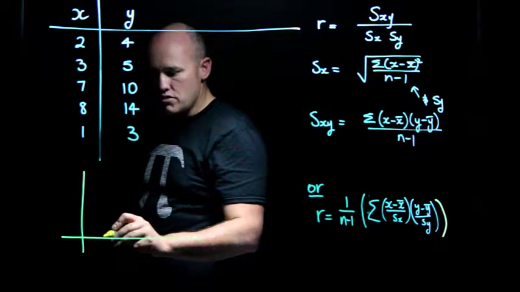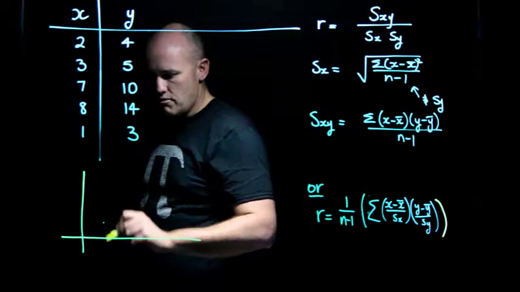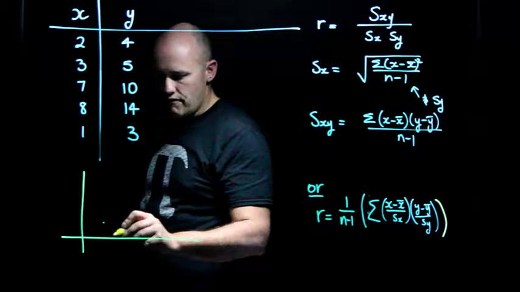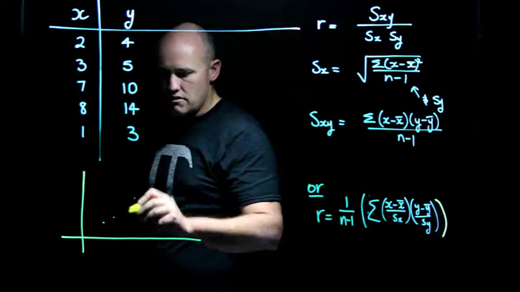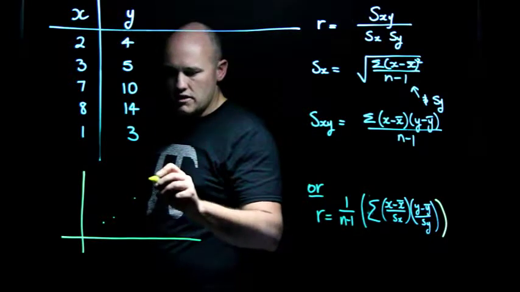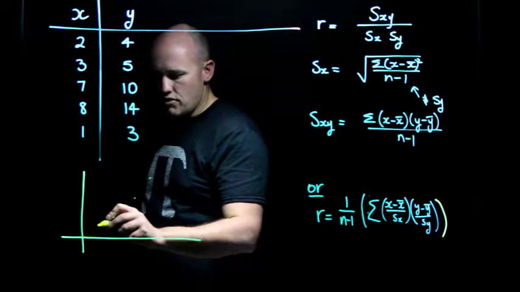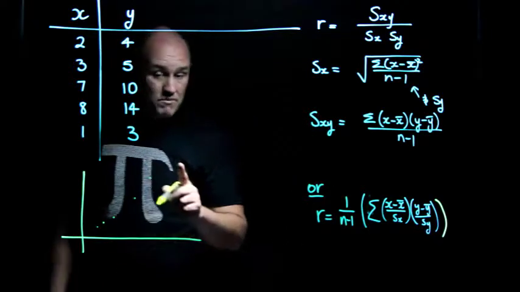2, 4, it has to go up to 14. 2, 4 is about there. 3, 5 is a bit higher up. 7, 10 is about there. 8, 14 is about here, and 1, 3 is about there. And so it's only 5 pieces of data.